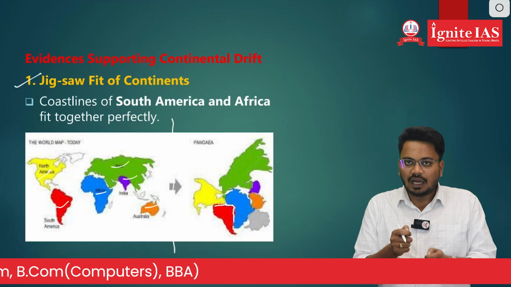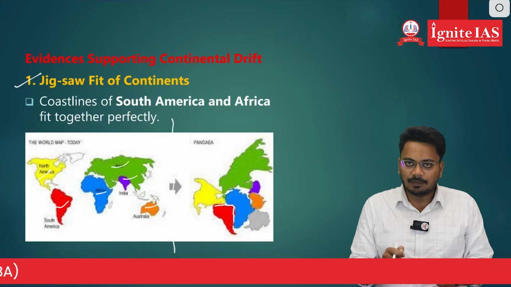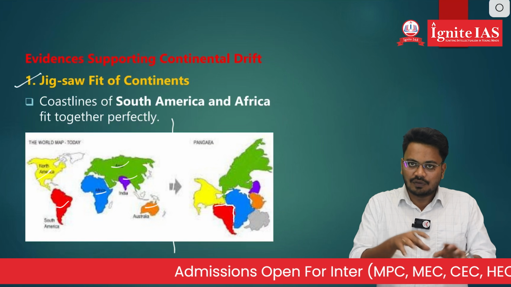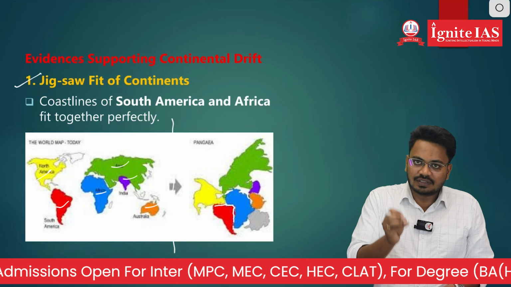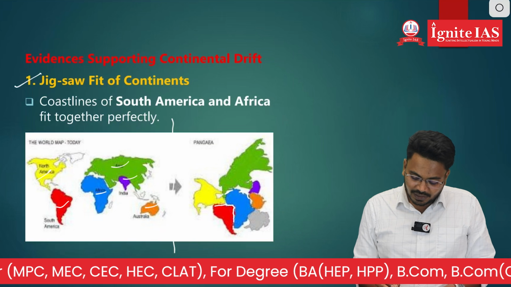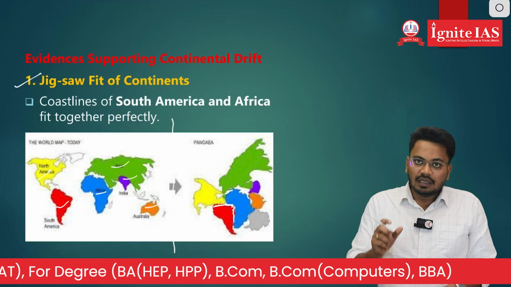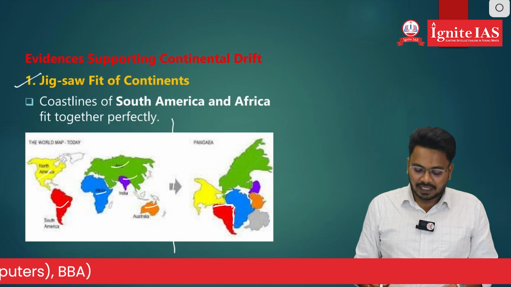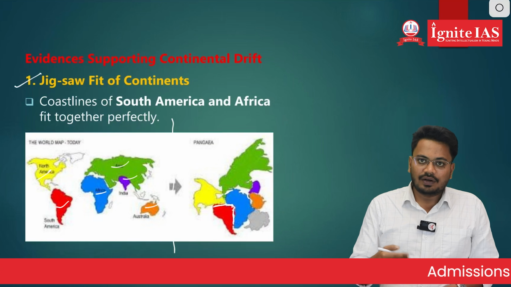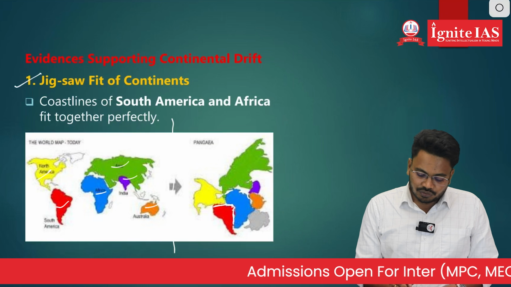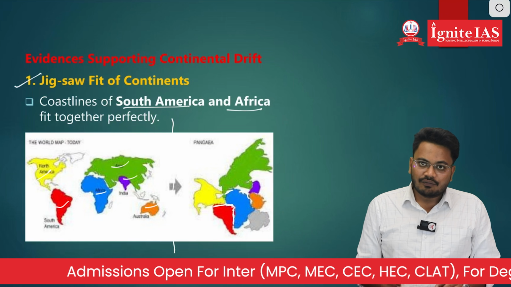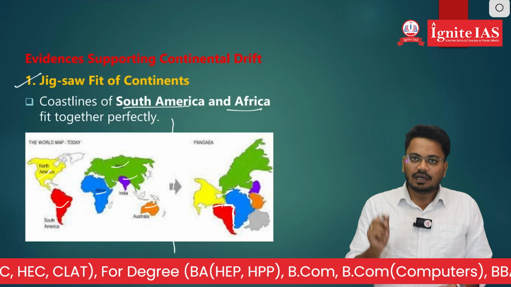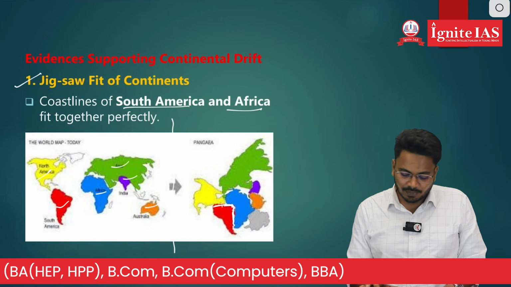That means when we are playing a zigzag puzzle, we place all the pieces at one place and we find the matching pieces of the puzzle. In the same way, if we try to connect all these coastlines, we see a similar fit between these coastlines. Even Alfred Wegener understood that when we bring the South American continent and African continent together, these coastlines fit perfectly. This was one of the evidences given by Alfred Wegener.